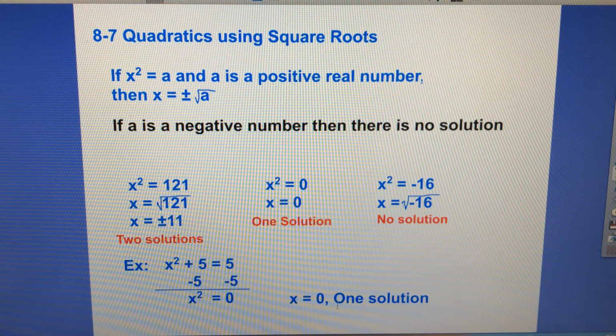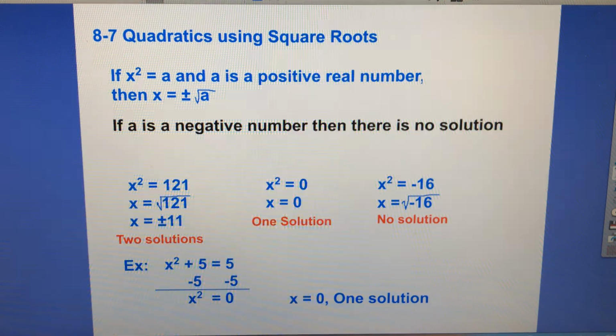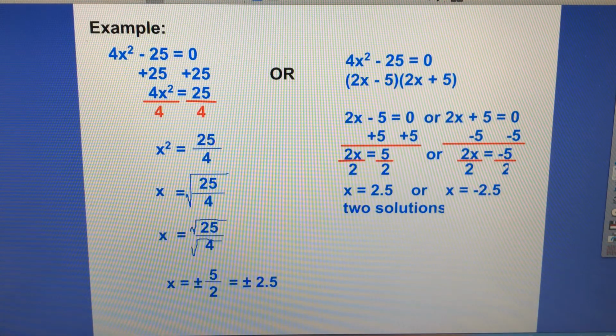This is going to become important because in the next section, when we do completing the square, you need to remember no solution. Let's take a look at this example. I've done it two different ways for you.